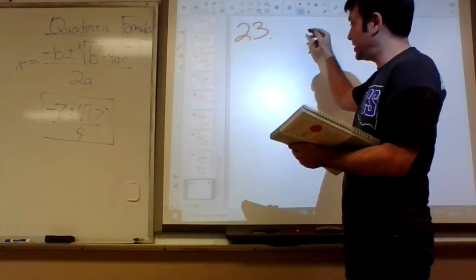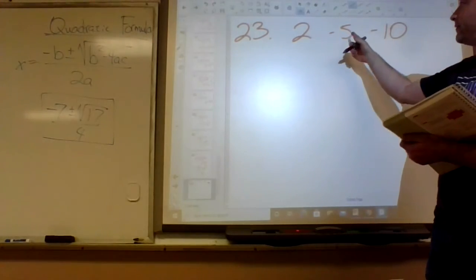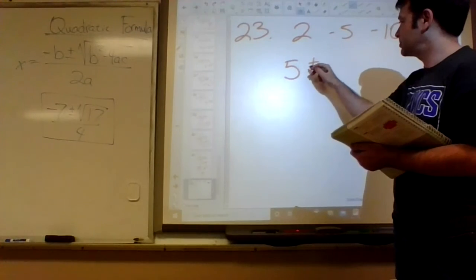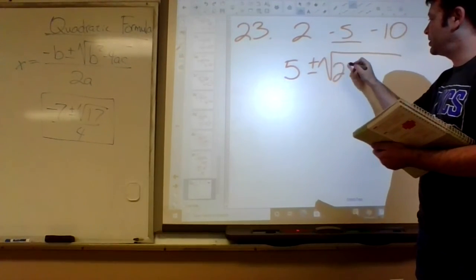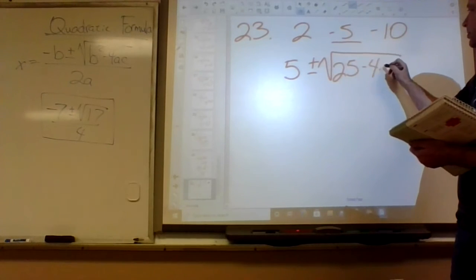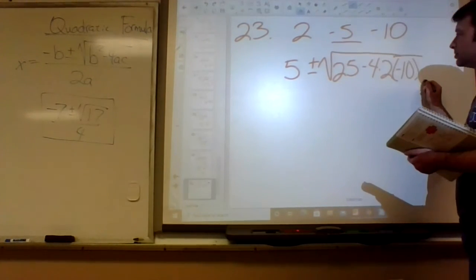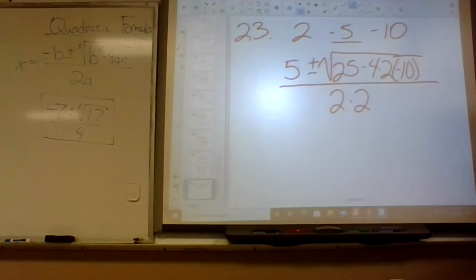A, B, and C. 2, negative 5, negative 10. So negative B is positive 5, plus or minus square root of B squared, just put 25, minus 4AC, over 2A.